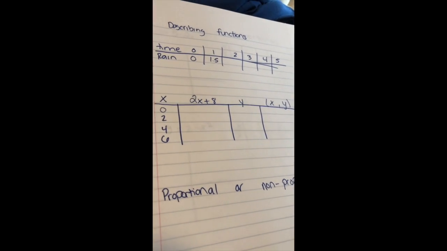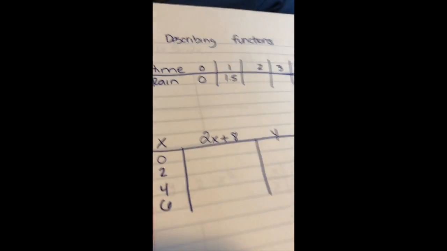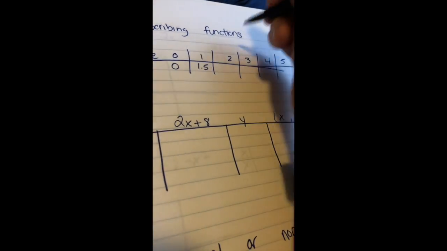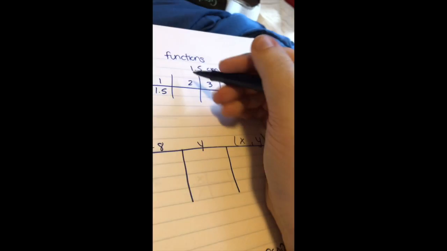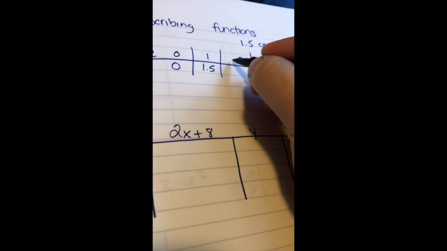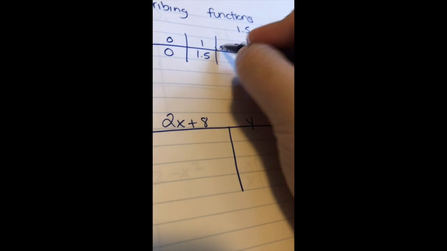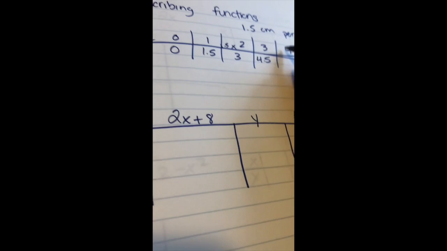Now, once we have discovered what a function is, we need to learn how to describe functions. The U.S. Department of Agriculture defines heavy rain as rain that falls at a rate of 1.5 centimeters an hour. So we're going to decide this is how much time it has been, and this is the rainfall, and we need 1.5 centimeters per hour. We want to find out what happens at 2 hours, 3 hours, 4 hours, and 5 hours. So we know that per hour means that we're multiplying by the hour, and we know that it's 1.5. So our 2 would have to be 3, 3 would be 4.5, 4 would be 6, and 5 would be 7.5.